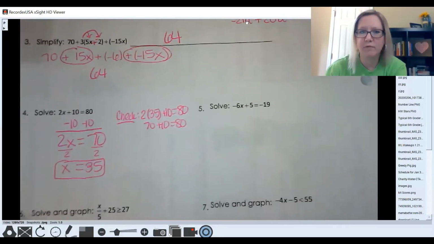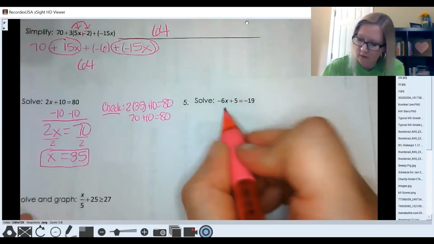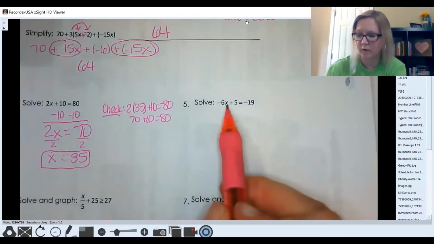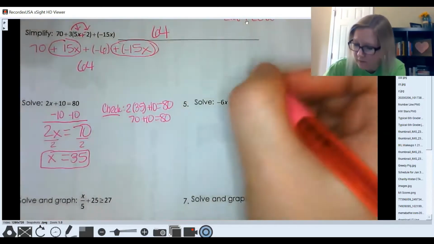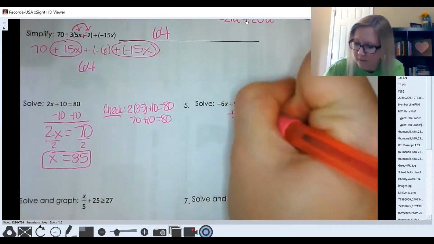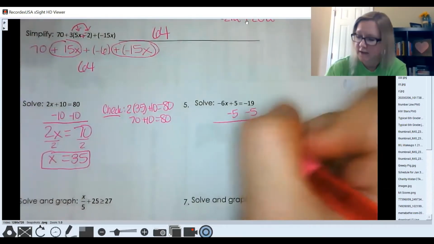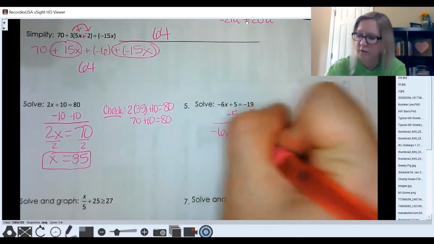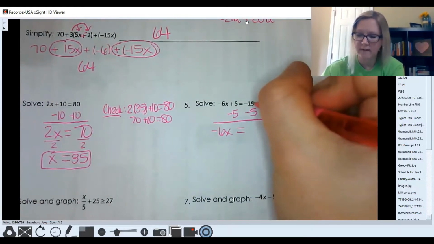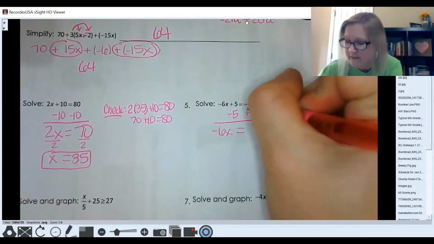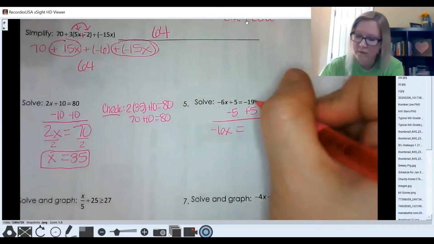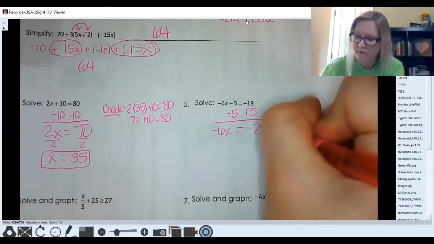All right, problem number 5. Again, we're solving for x. So the value farthest from the x is the 5. So I'm going to subtract 5 on both sides of the equation. That leaves me with negative 6x equals, and then negative 19 minus 5 is the same as negative 19 plus negative 5. So negative 19 plus negative 5 is negative 24.